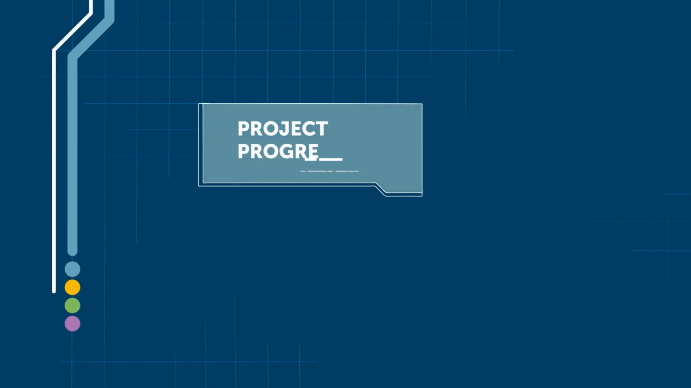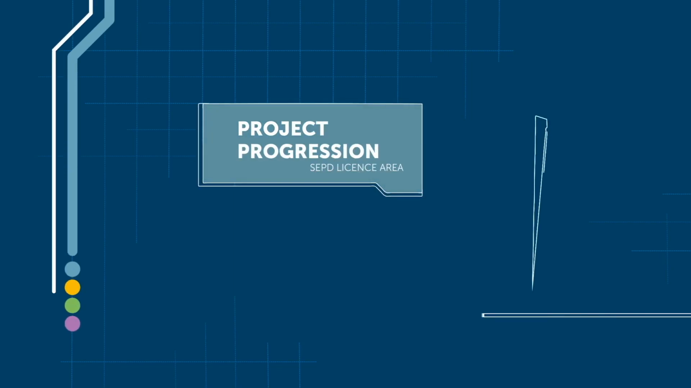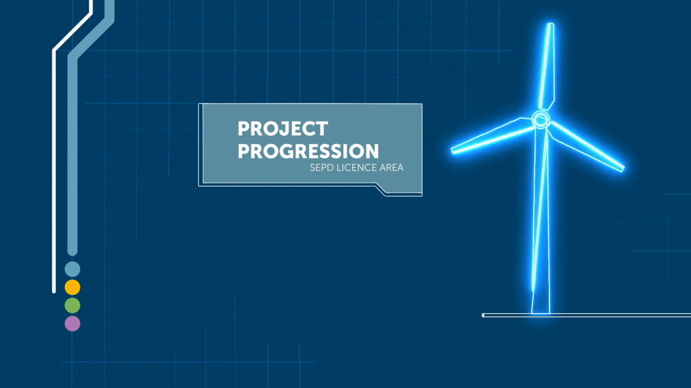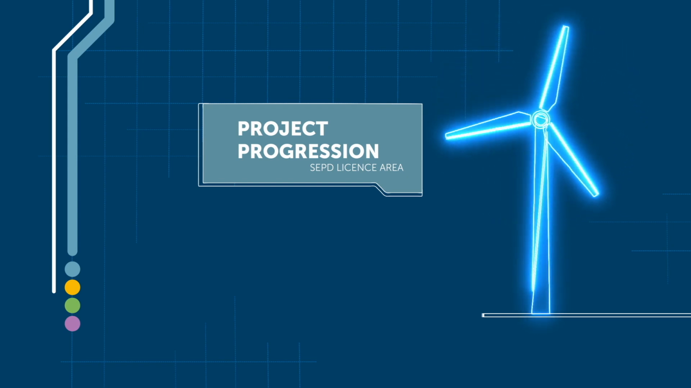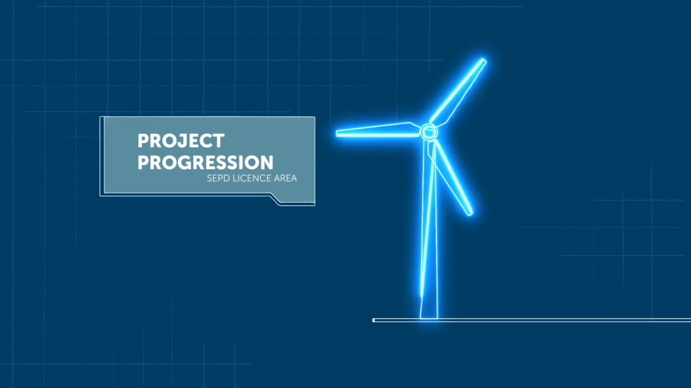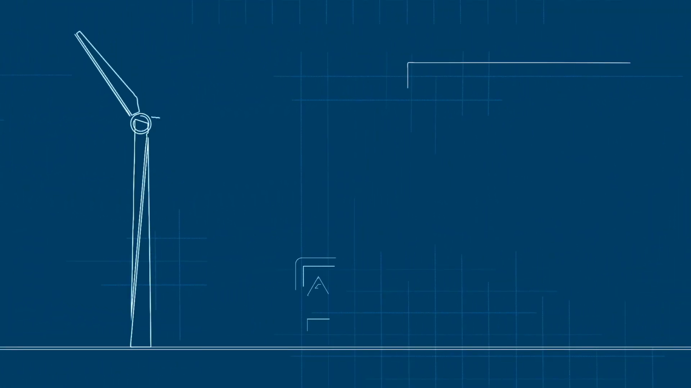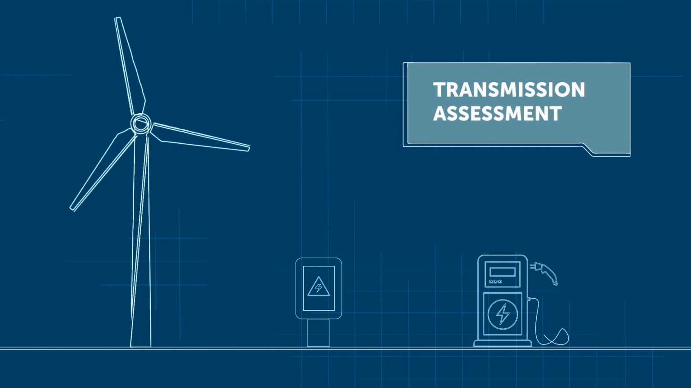This video gives you an overview of our project progression process for distributed generation connections in our SEPD license area. Once you have submitted your application for a distributed generation connection, we will undertake the design of your connection. During this process, we will establish whether your connection offer will include a dependency on a transmission assessment.